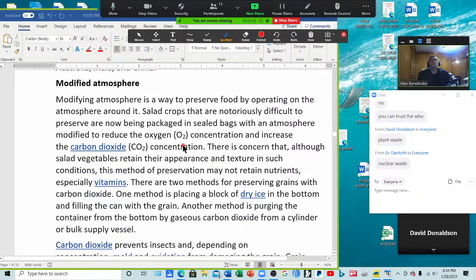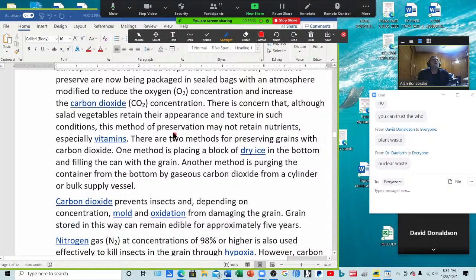Modified atmosphere. It's a way to preserve food by operating on the atmosphere around it. Salad crops are notoriously difficult to preserve. Now being packaged in sealed bags with atmosphere modified to reduce the oxygen or O2 concentration and increase the carbon dioxide concentration. There is concern that although salad vegetables retain their appearance and texture in such conditions, this method of preservation may not retain nutrients, especially vitamins.